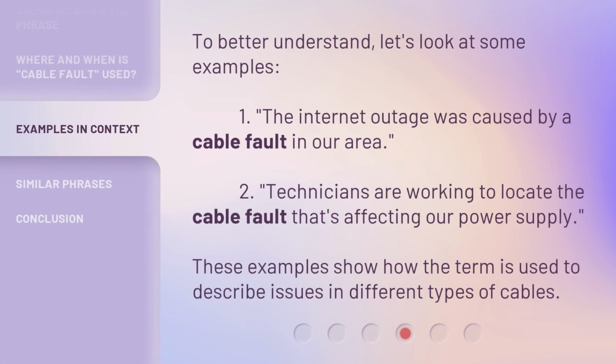To better understand, let's look at some examples. 1. The internet outage was caused by a cable fault in our area. 2. Technicians are working to locate the cable fault that's affecting our power supply. These examples show how the term is used to describe issues in different types of cables.